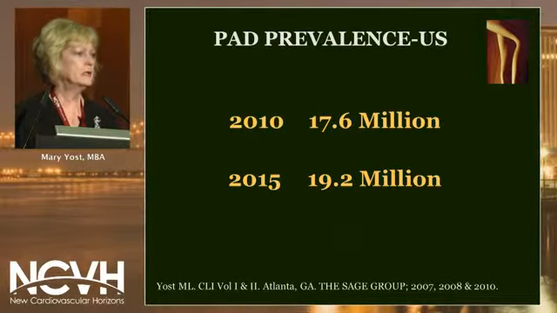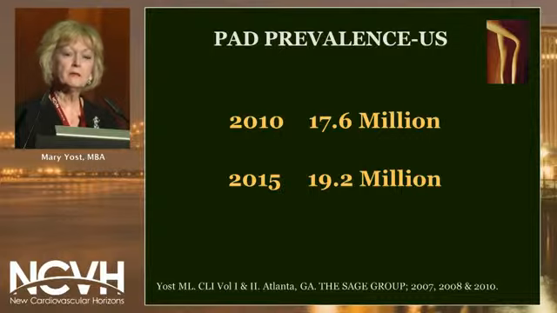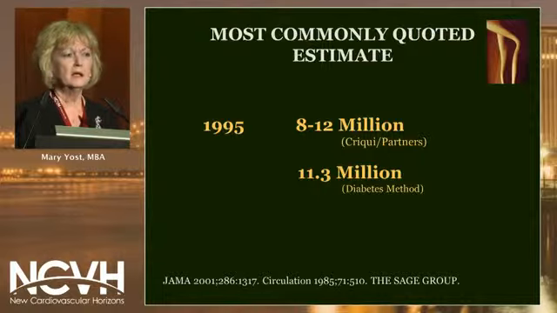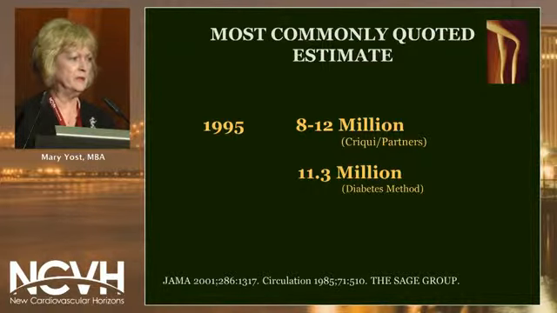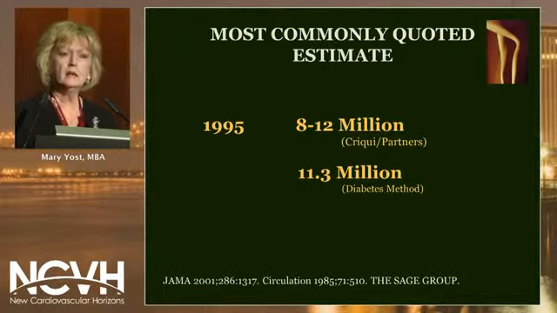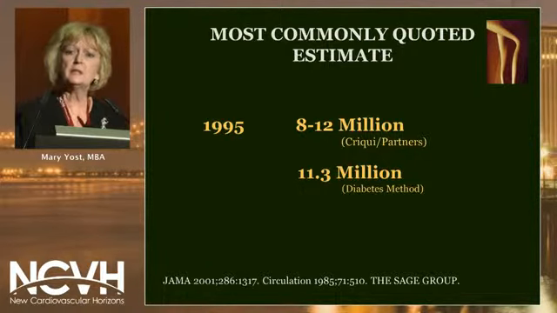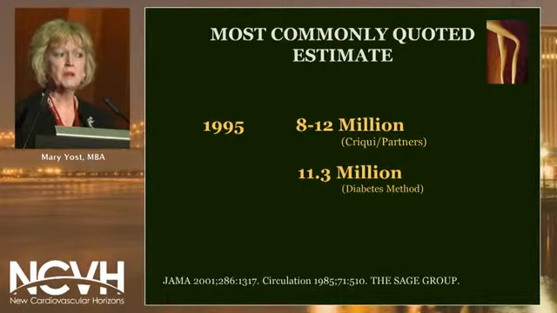In 2010, according to the diabetes method, approximately 17.6 million people had PAD. By 2015, we're estimating 19.2 million. Now, 18 to 19 million is a lot higher than the most commonly quoted 8 to 12 million. Why is that? Well, 8 to 12 million was an excellent number for the US population in 1995. Since then, the population has aged and become significantly more diabetic, especially those 65 and older. Note that the diabetes method estimates about 11 million for 1995.